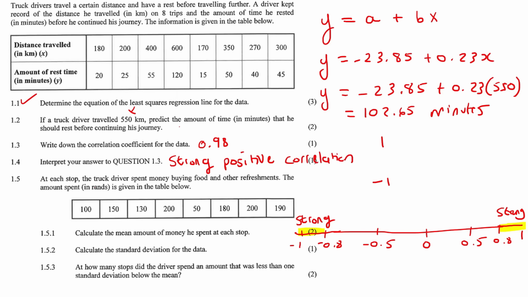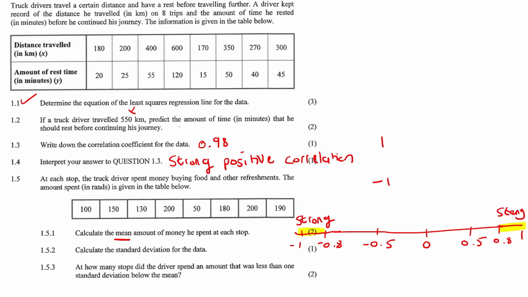At each stop, the truck driver spends money on food. The amount spent in rands is given below. At the first stop, the person spent 100 rand, then 150 rand. Calculate the mean. Mean is easy. You just add all these numbers together and divide by how many numbers there are.